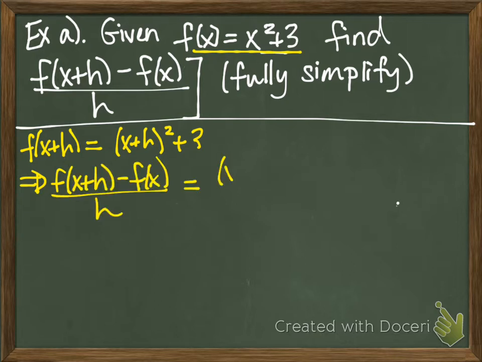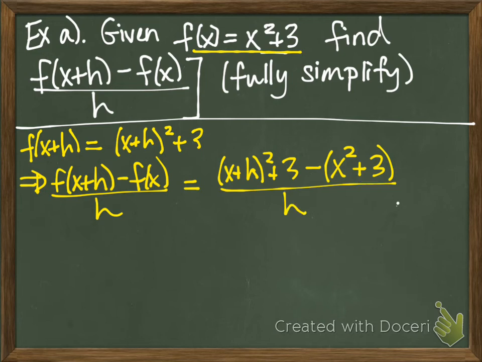Alright, so this tells me that if I want to actually find out this whole quantity, I'm going to start with x plus h squared plus 3, and then I'm going to subtract off f of x. You need to make sure that you put all of f of x in parentheses because we're subtracting off the entire thing. So I'm subtracting off x squared plus 3, and then this whole thing is over h.